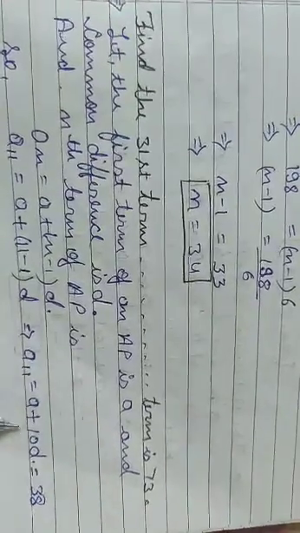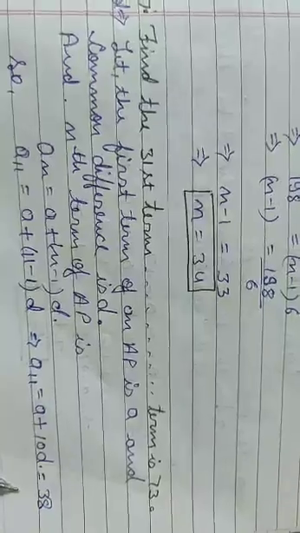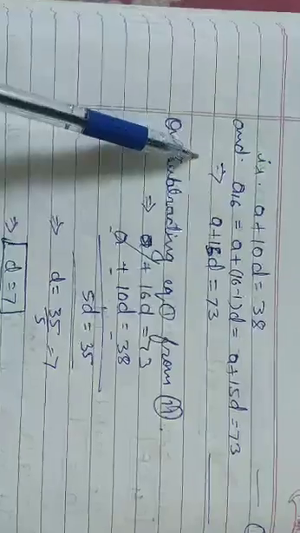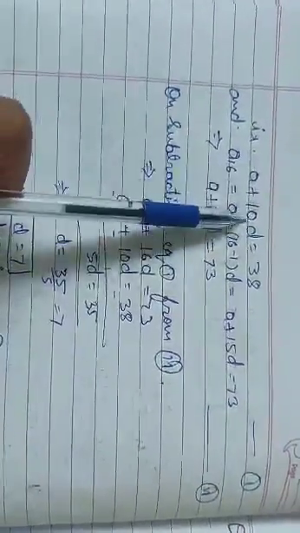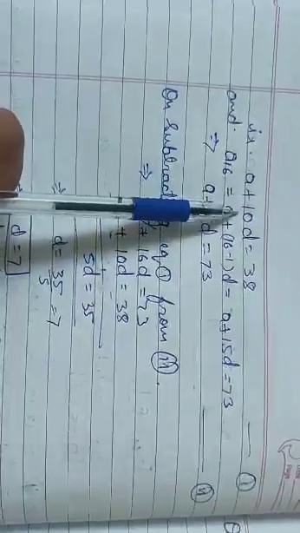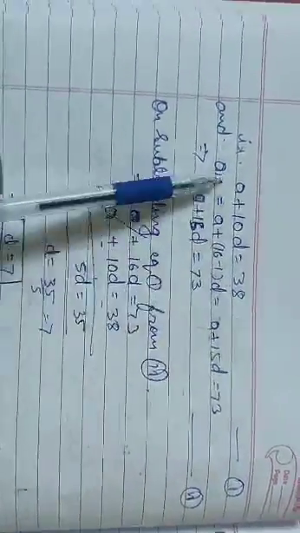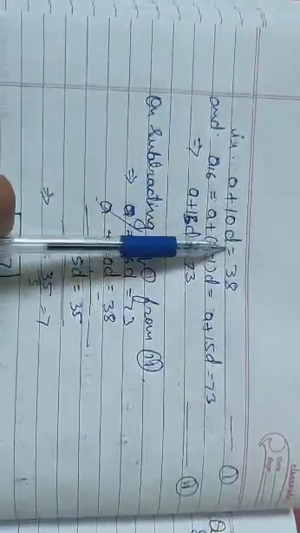So a plus 10d equals 38 from the first given condition. This is the first equation, because the 11th term can be written as a plus 10d, which is 38. In this equation we have two unknowns, a and d: the first term and the common difference.